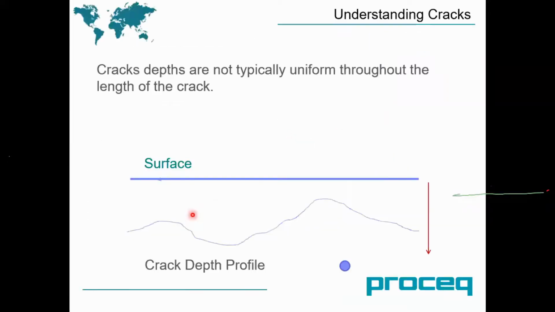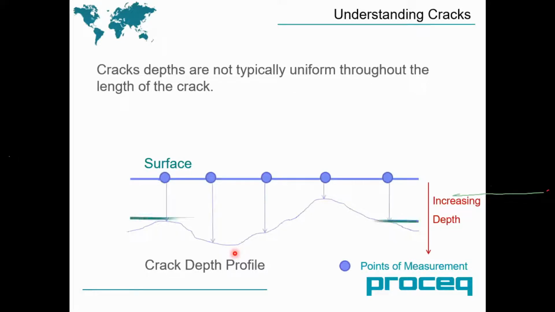Now, understanding cracks, there are a few points I want to highlight when you want to measure the crack depth. Crack depths are not typically uniform throughout the length of the crack. For example, this is the surface of the concrete. Your crack won't be at the same depth. It can be shallow at some place, it can be deeper at some place. So in that case, you have to take multiple measurements along the crack, so that you can get an average value, for example.